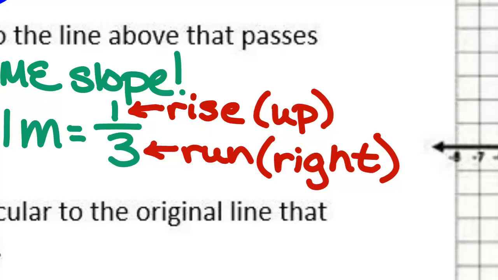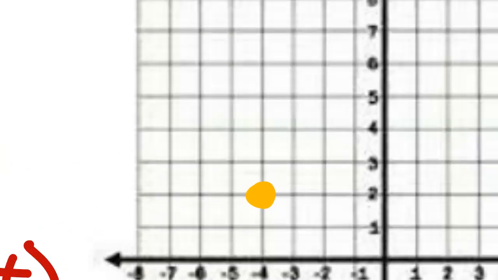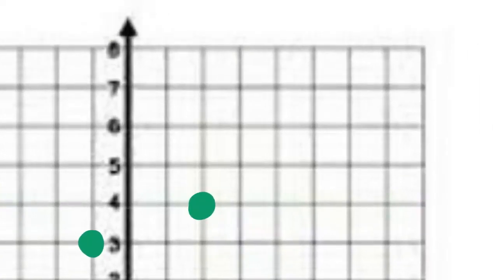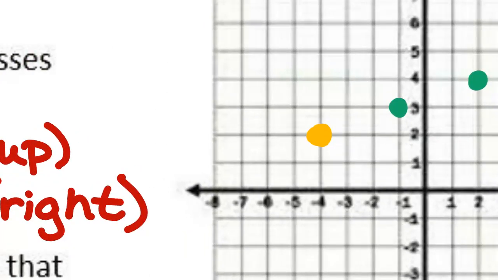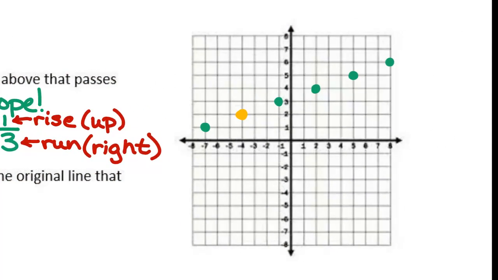So from that point that I plotted, I'm going to go up 1 and right 3. Up 1 and right 3. And I can even back it up and do everything in reverse. Down 1 and left 3. Once I have my points plotted, I'm going to grab a straight edge and go through all of those points. So there's my parallel line.